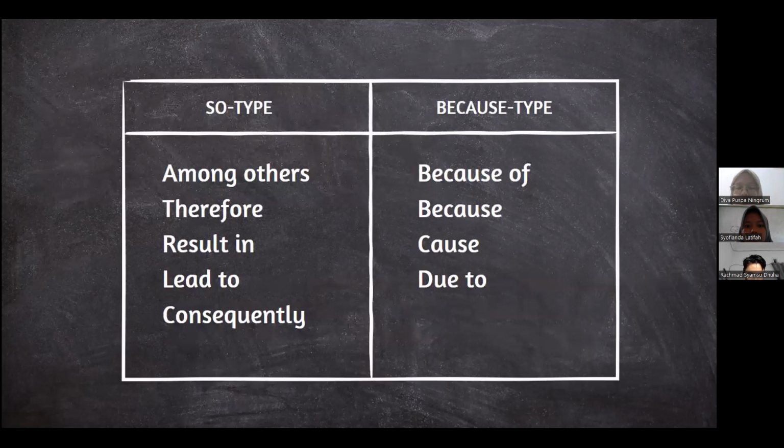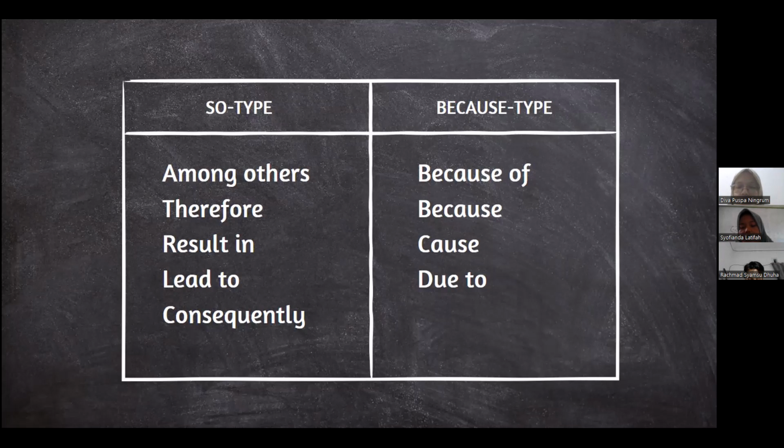So this is an example of using the so type. In the so type, we have, among others, therefore, result in, lead to, and consequently. This so type can be used to show the effect. For example, lack of sleep can result in weakness of the body. So the weakness of the body is the result. So the so type can be used to show the result of something.